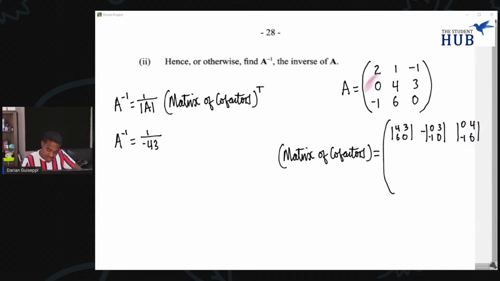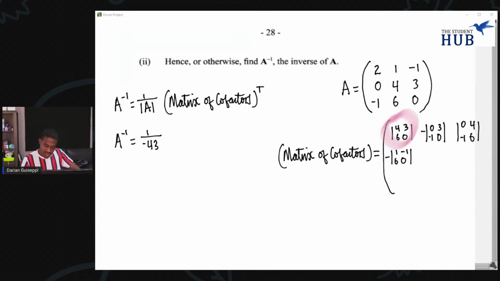Now we have to go on to 0, right? We have to find that. So 0 would be this, this. So the 2 by 2 matrix should be this with this. So let's see what I have here, right? And you have to remember to change your sign.